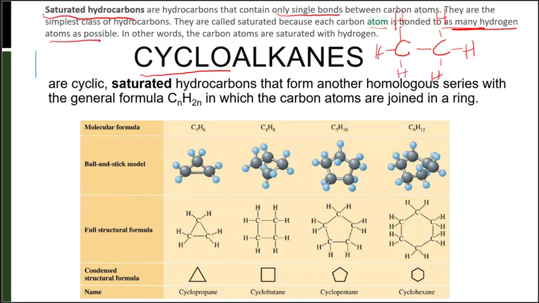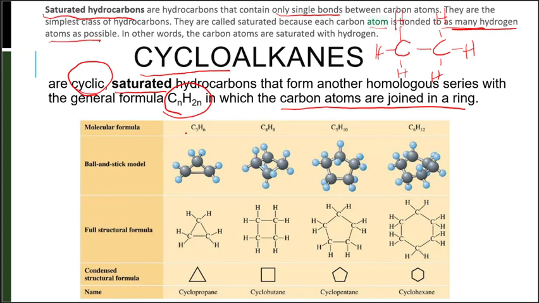We can also have cycloalkanes. They are cyclic, so they're in a circle. They are also saturated hydrocarbons that form another homologous series with the general formula of CnH2n. So this is a little bit different because when we had a straight chain, it was CnH2n+2. In this case, the carbon atoms are joined in a ring.